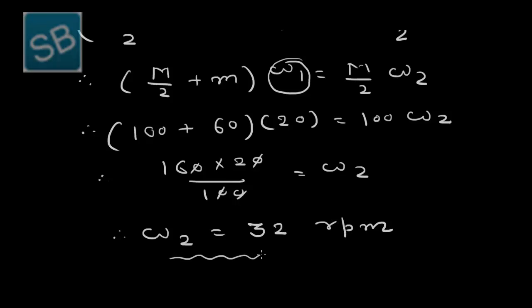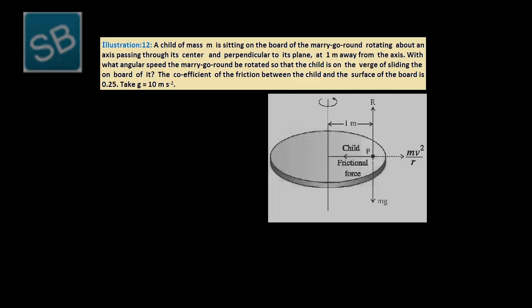So here you have observed that when the man moves from the edge towards the center, the angular velocity of the turntable increases. And so with this, our illustration number 11 is over. Now let's start illustration number 12.